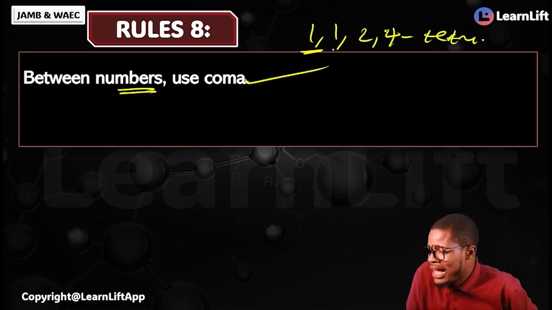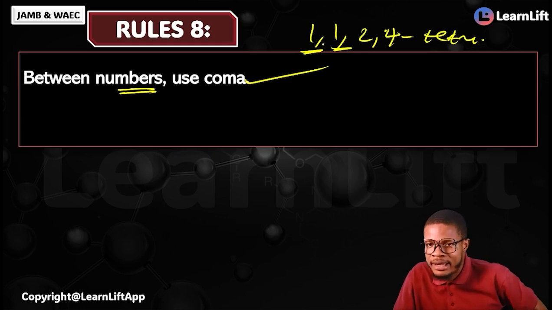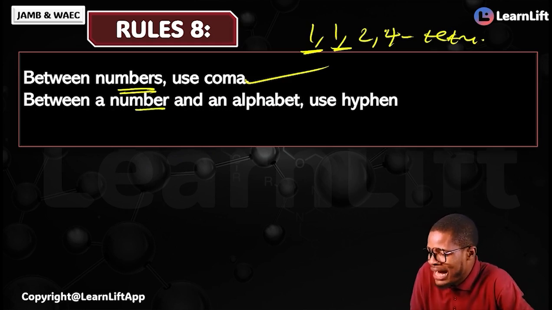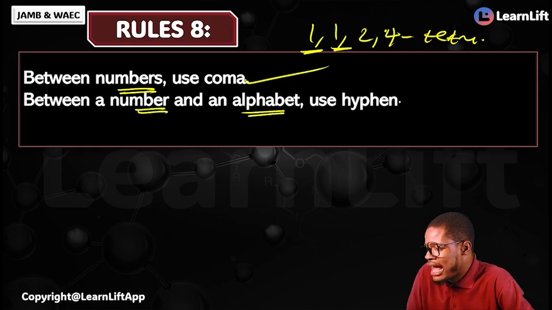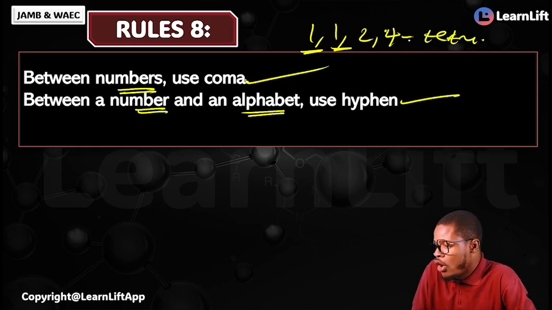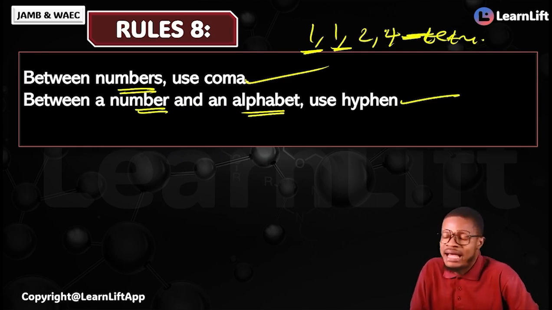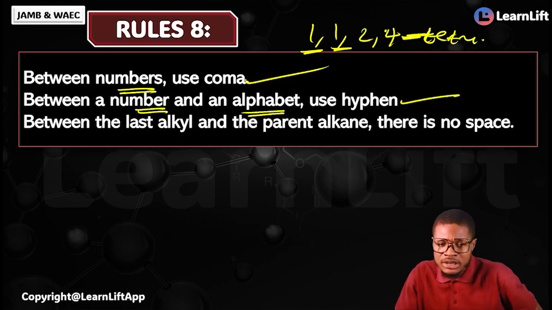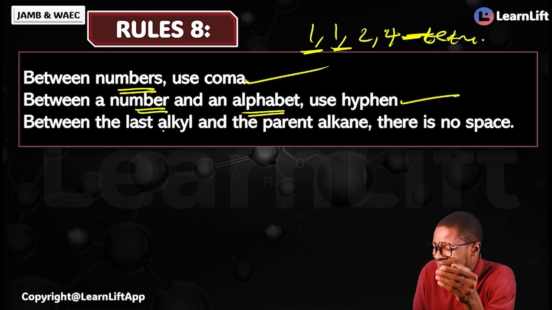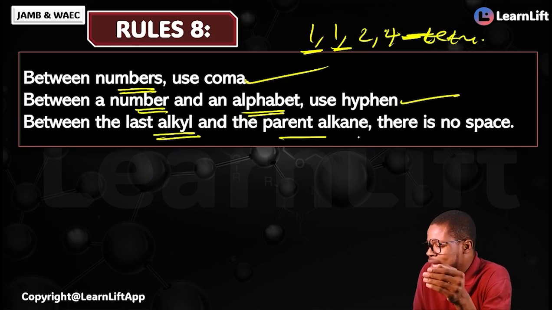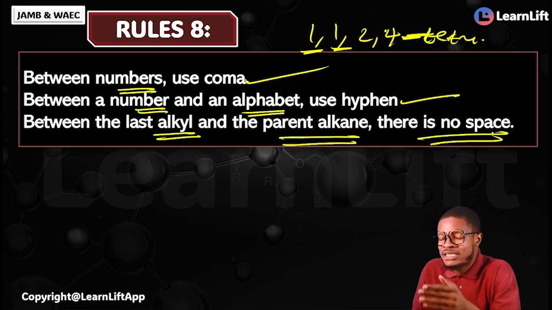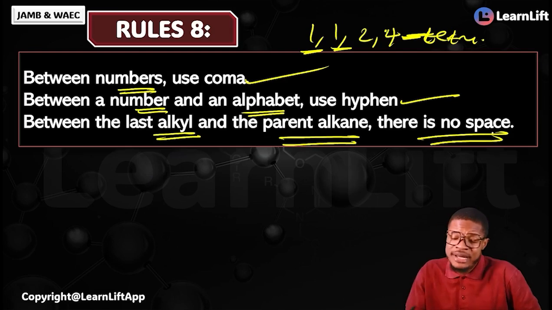So between number and number, what will be there? Comma will be there. And again, between number and alphabet, what did I say will be there? Hyphen will be there. If you see 4 to tetra, that one will not be there. Hyphen is what we are going to have there. And last but not the least, between the last alkyl and the parent alkane, there is no space. Between the last alkyl and the parent name, there is no space.